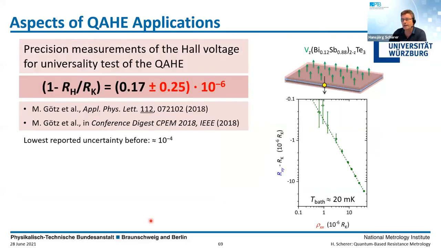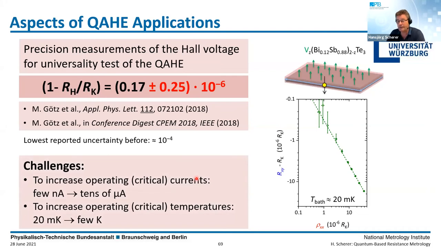This is what we aim at, and in collaboration with the University of Würzburg, we were able at PTB to do a universality test of the quantum anomalous Hall effect by performing a precision measurement of the Hall voltage, in an investigation done in 2017, with the results published in 2018. Here are these two publications. The result was that the quantum anomalous Hall effect is quantized in terms of RK within an uncertainty of a quarter of a part per billion, which is a record result, because the lowest reported uncertainty before was of the order of 10 to the minus 4 in relative measurement uncertainty.